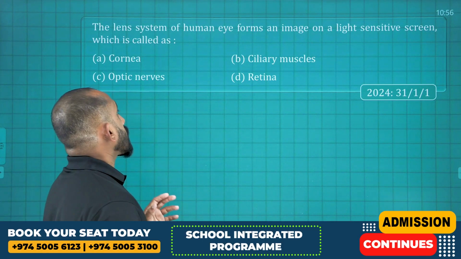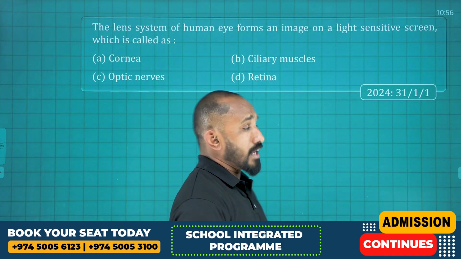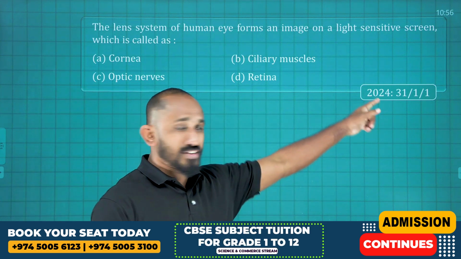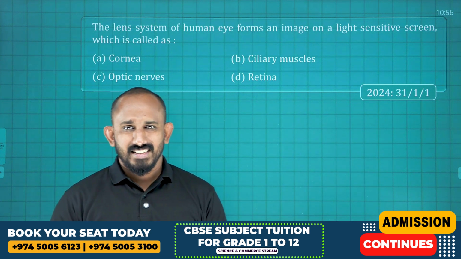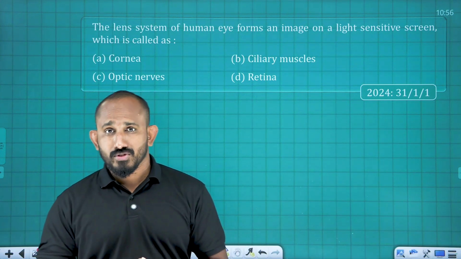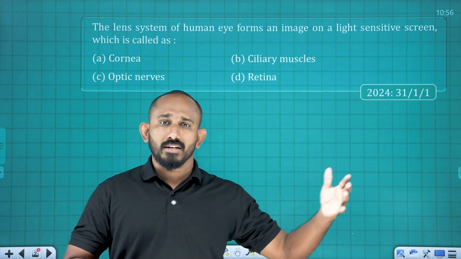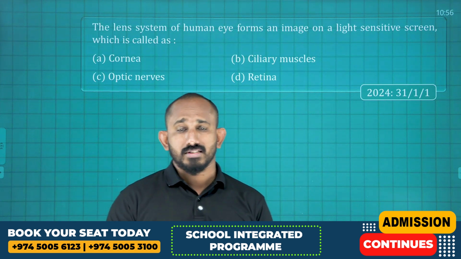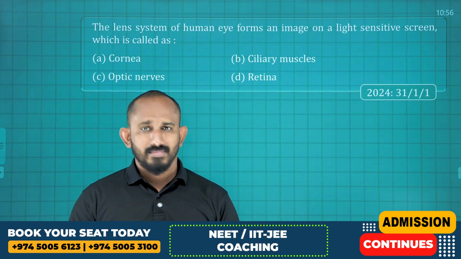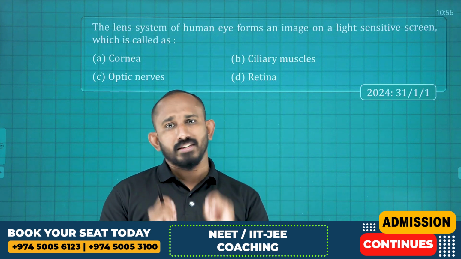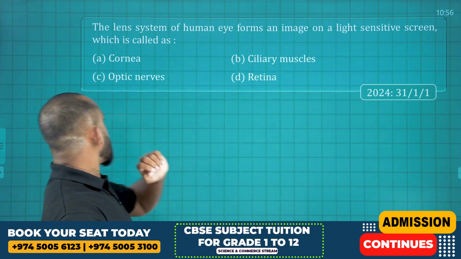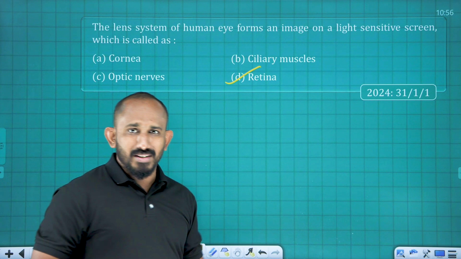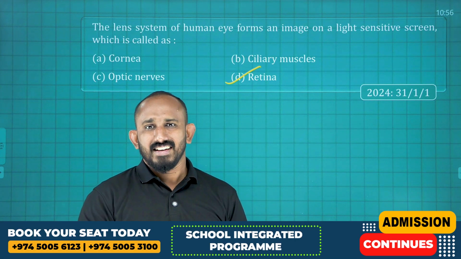The lens system of the human eye forms an image on a light-sensitive screen, which is called as? See how direct a question it is, 2024, Region 1. In the human eye, the parts you studied, starting from the cornea to the last, the optic nerves, in between, the image forms on a light-sensitive screen. It's made up of tissues or cells, two types of cells are there. That screen is called what? Yes, nothing but the retina. The options are the cornea, ciliary muscles, optic nerves and retina. Which is the answer? It's the retina. Simple. See how you could score the marks. Let's see the next question.